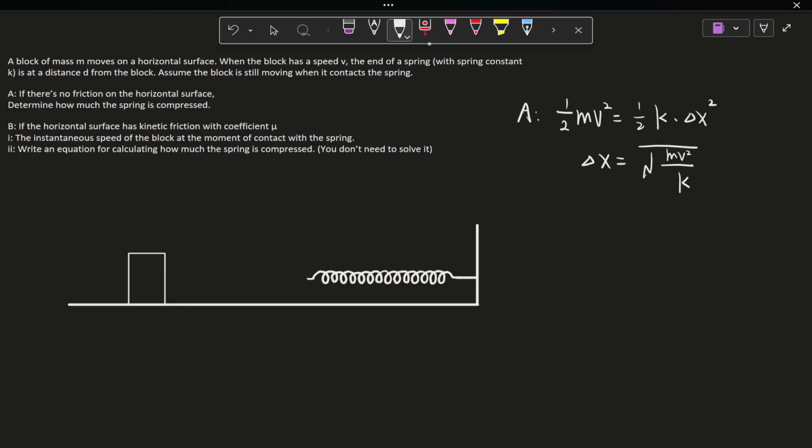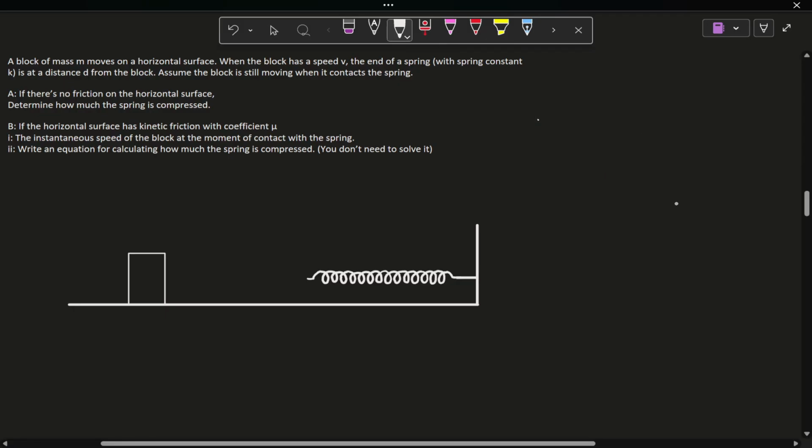You will pick the positive solution here because it asks you how much the spring is compressed. So it's actually asking you for the magnitude, not the displacement. So you pick the positive value here. So this is your answer for part A.